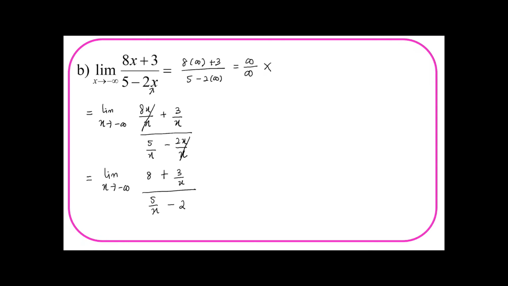Now, we can directly substitute once again the limit value into our function. We will have 8 plus 3 over infinity divided by 5 over infinity minus 2. A constant over infinity can be simplified as 0. So, this will result in 8 over negative 2. Our final answer would be negative 4.